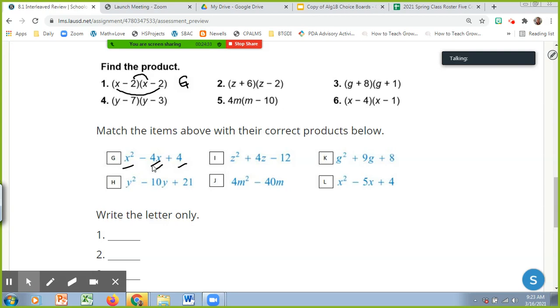Why's LAUSD calling like this early? Never mind. Okay, so I'll give you 3 minutes.